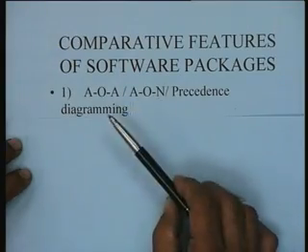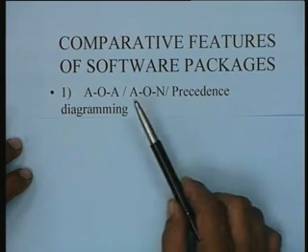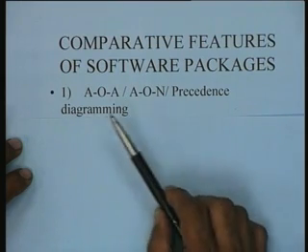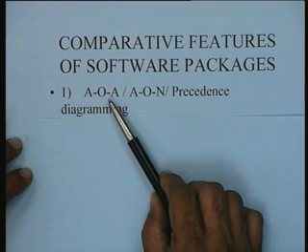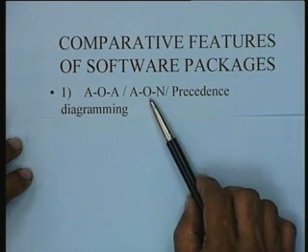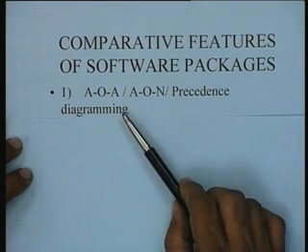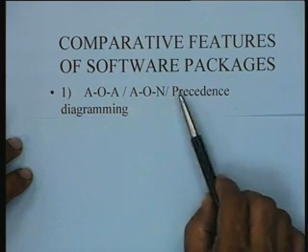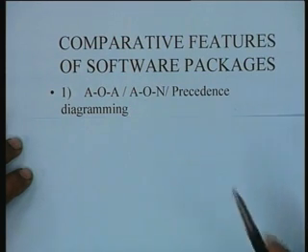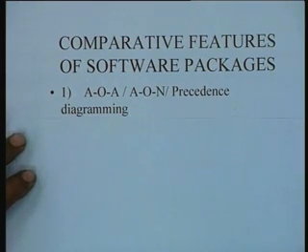So when we look at the comparative features of software packages, let's one by one try to identify the attributes which are important. Probably the first attribute which is important is what is the network format that it handles. And the typical options that are available on this front are either the AOA format or the AON format or precedence diagramming. These are typically the three types of formats which are generally available in different types of software packages for handling.